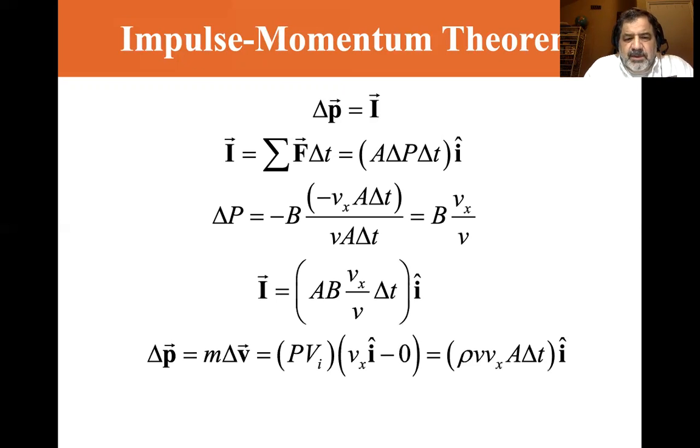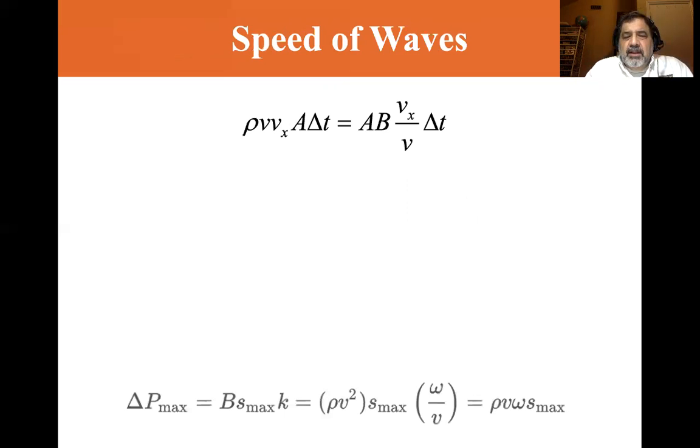So the momentum is equal to the mass times delta v, which is rho v initial times Vx in the i direction minus 0, which is equal to the density rho v Vx A delta t in the i direction. So rho v Vx A delta t is equal to A B Vx over v delta t. So the same equation gives you that v squared is equal to the bulk modulus divided by the density.